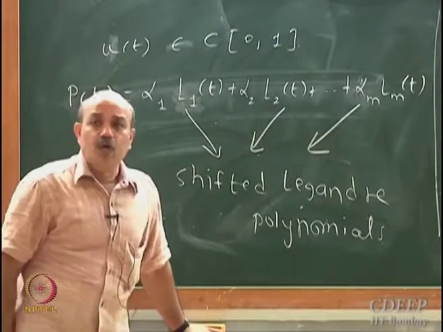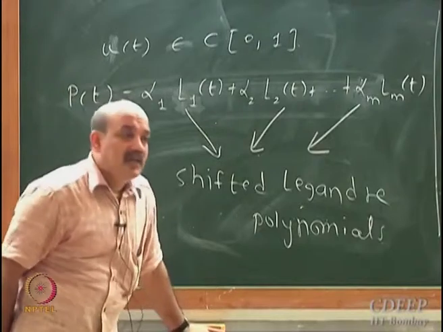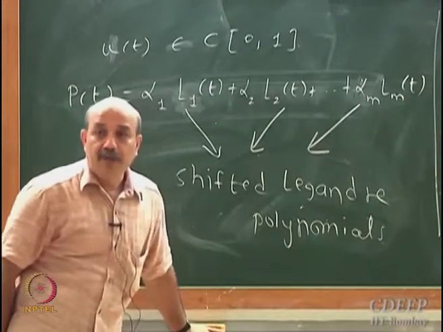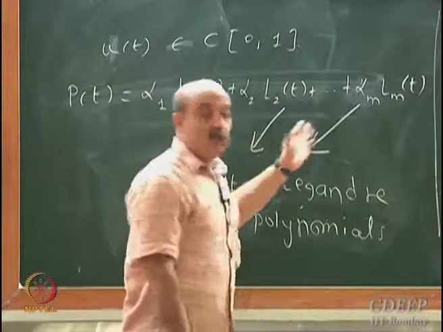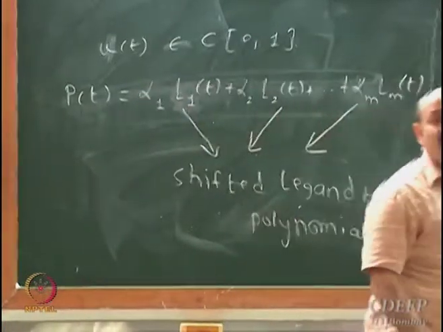Okay, I don't have to worry here now about the order I take. Why I don't have to worry? Because when I use shifted Legendre polynomials, I am not going to get the Hilbert matrix.